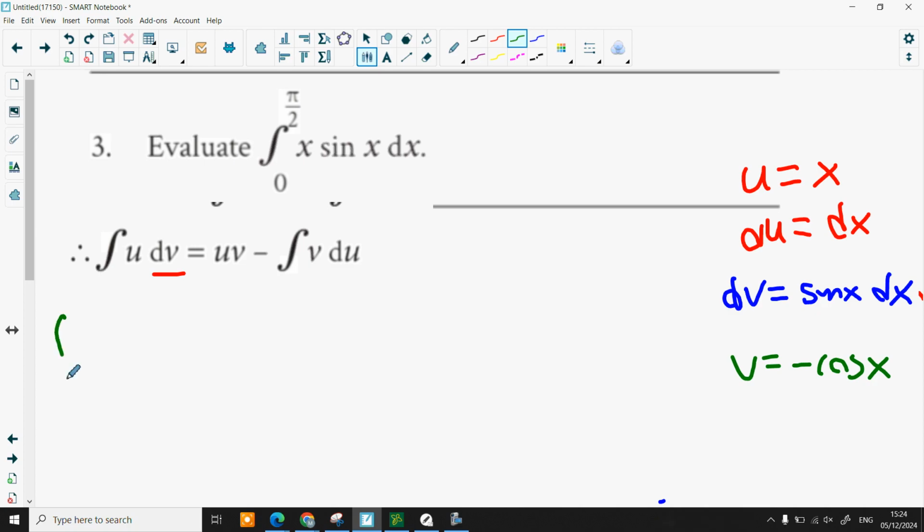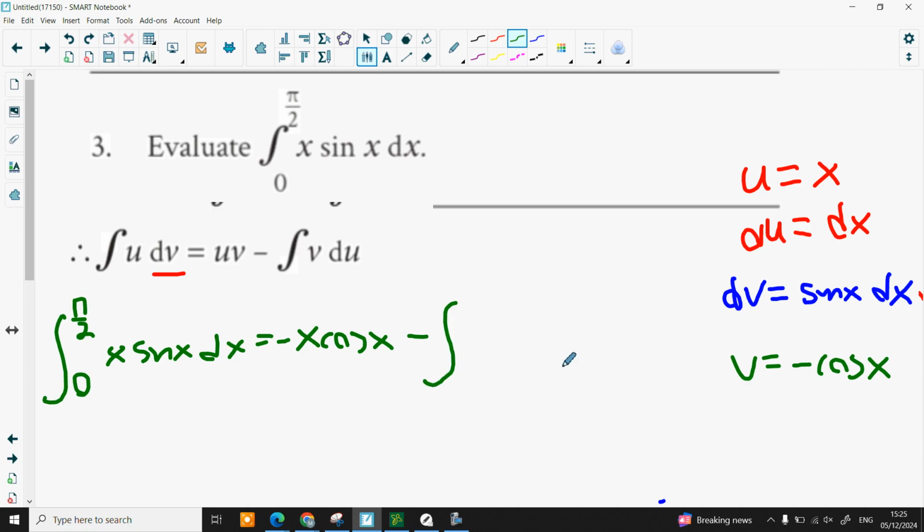Okay, let's fill out our function then. So it's going to be the integral from 0 to pi over 2 of x sine x dx, and it equals u, which is x, times v, which is minus cos x. That's u times v, isn't it? Now minus the integral of v. Now minus v is a minus cos. Those two minuses interact with each other and become a plus, like so. And then du, which is dx.